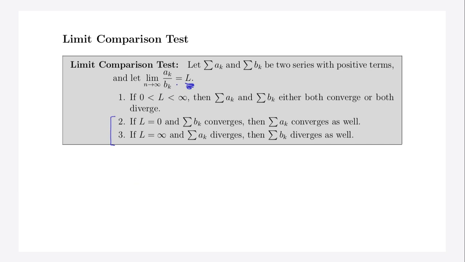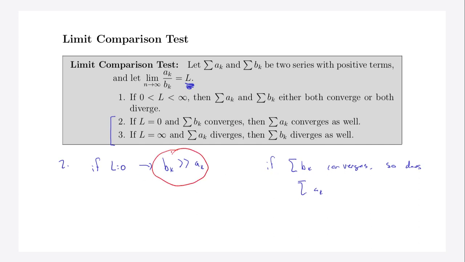Think about what needs to be true if this limit is 0. For number 2, if the limit is 0, that means our denominator has to be really, really big compared to our numerator. I'm going to use a double inequality to say really big. And that means we've got this nice inequality where this thing converges. A series converges. So does the series of a sub k. This is just the comparison test, right? Because we've got this little inequality here.